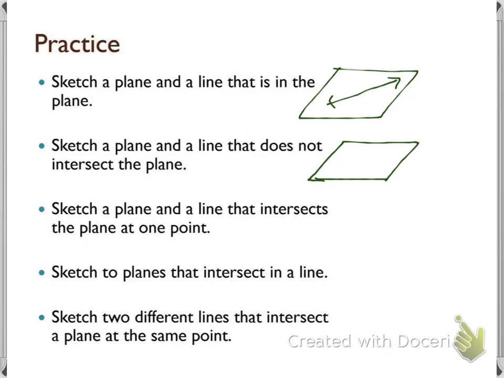So we want to think of a line that wouldn't be on it. So maybe it looks like that. Could be out here. Could just draw something out there floating through space.